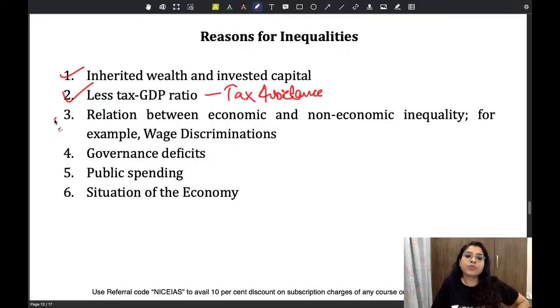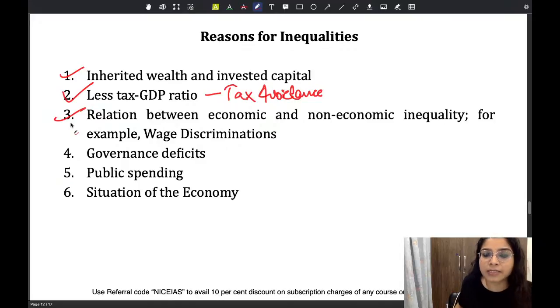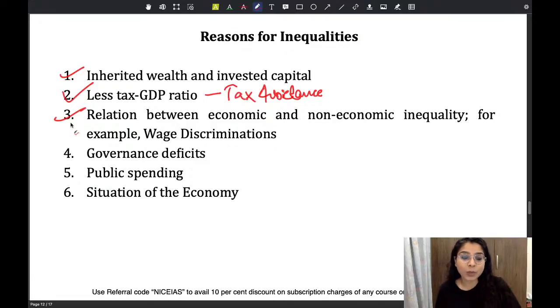Then there is a relation between economic and non-economic inequality. For example, if there are wage discriminations, which is an economic inequality, this results in non-economic inequality. Why? Because you can see that this gender inequality of wage has further implications on how women will have access to resources, right? Poverty, malnutrition, hygiene, housing, all these are implicated when you have economic inequality.